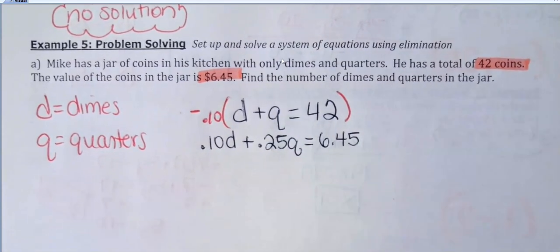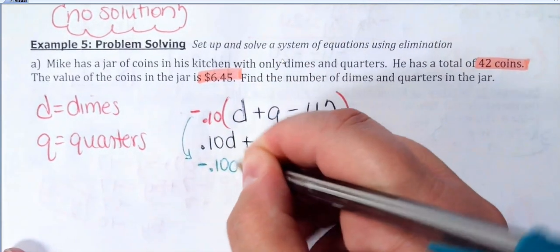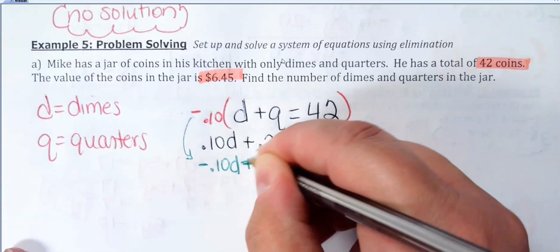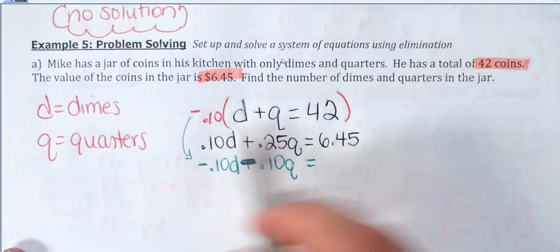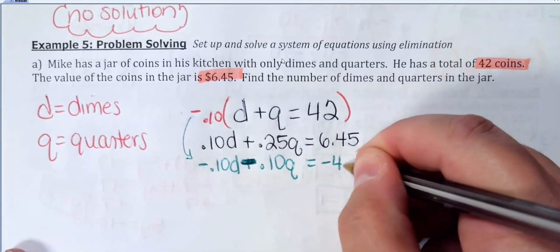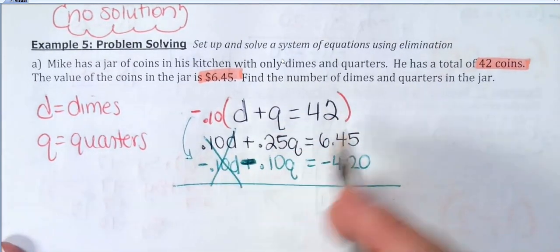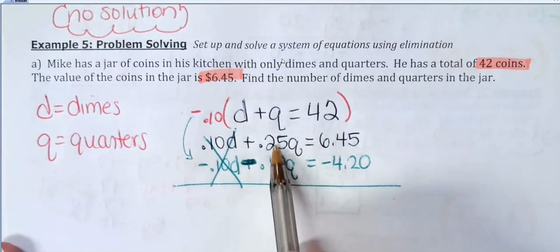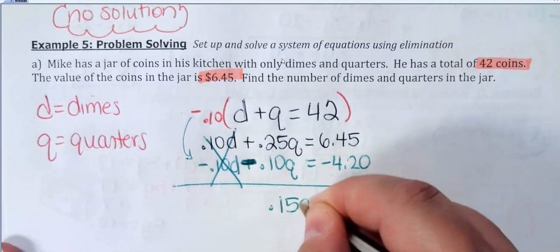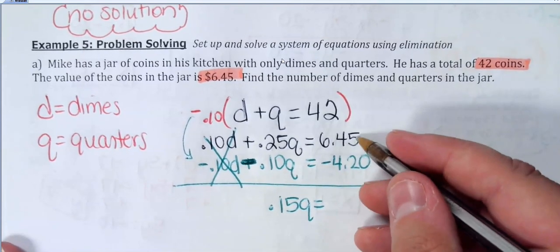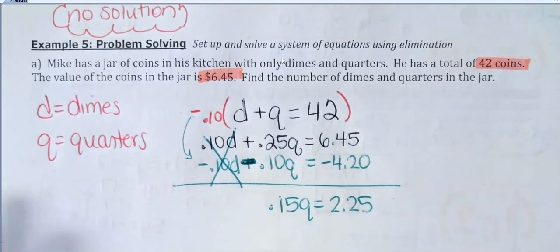So if I run that through there, I'm just going to write it underneath. This would be negative 0.10 times my dimes. Sorry, minus 0.10 times my quarters. And then 42 times negative 0.10 is going to look like negative $4.20. All right, I'm going to eliminate the dimes. This in the middle is like taking 25 cents minus 10 cents. So this is going to be 0.15 times my number of quarters. And $6.45 minus $4.20 is going to look like $2.25 there.